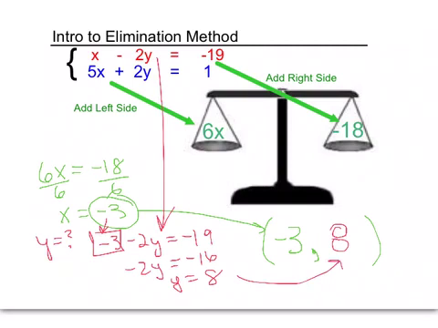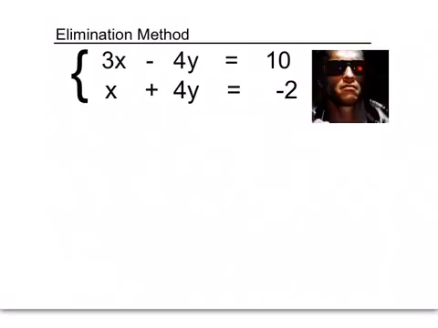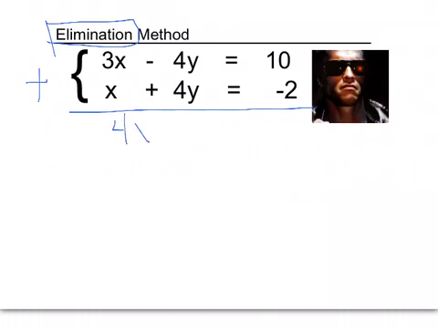Now, let's do a problem without all the scales in the way, and you will see how easy this is. All right, Arnold's in the picture here because he's going to help me eliminate one of the variables. With the elimination method, you will be adding the two equations together. So let's add them up. 3x plus 1x is 4x. These guys add up to 0.